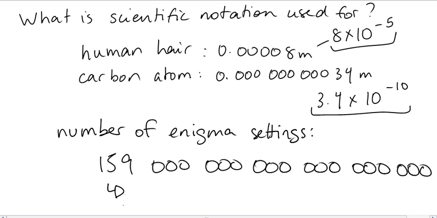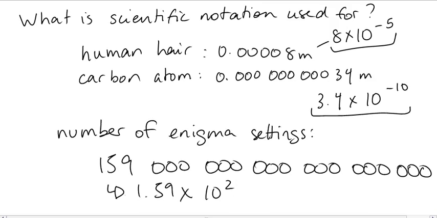So here, for example, we say that 159 quintillion would be 1.59 times 10 to the power of 20, and that is so much easier to write. So if we sum it up, we use scientific notation to write small numbers with lots of zeros much more easily, and to write big numbers with lots of zeros much more easily.